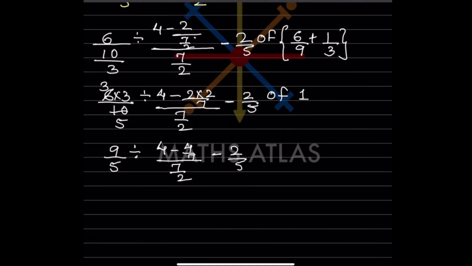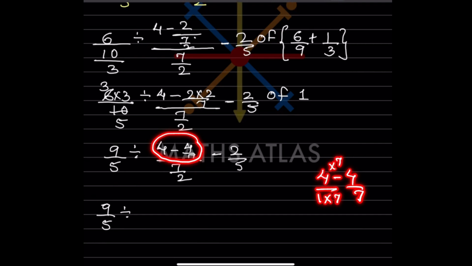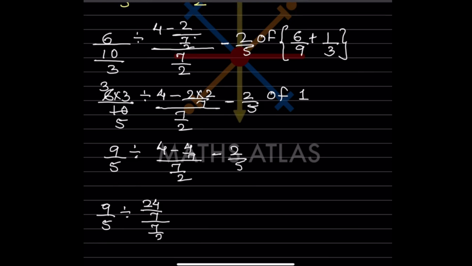So now we will see here, this will be 9 by 5 divided by, now we'll solve this part, 4 minus 4 by 7. So here the LCM is going to be 7. So we are going to multiply this by 7. So 28 minus 4, 28 minus 4 by 7, that is going to be 24 by 7. So let us write in the numerator first, 24 by 7. And the denominator 7 by 2, let us keep as it is first. And this minus 2 by 5.